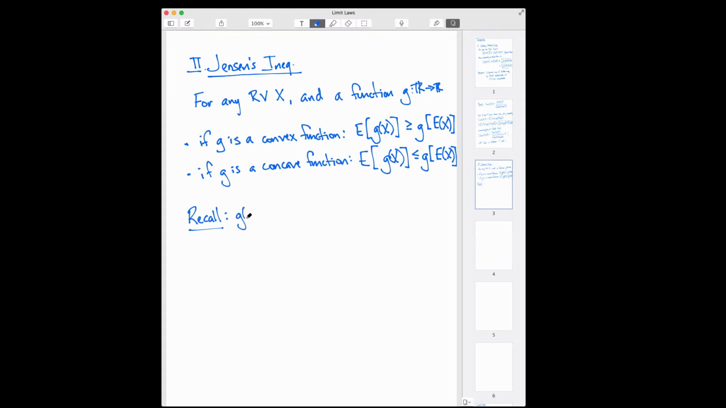that a function g of x is convex if its second derivative is greater than or equal to 0. And this is really the easiest way to check whether or not a function is convex, but it does require that this function g is twice differentiable, which may not always be the case. So that's the requirement that you've probably learned in your calculus classes, but we can also think about a geometric interpretation of convexity.